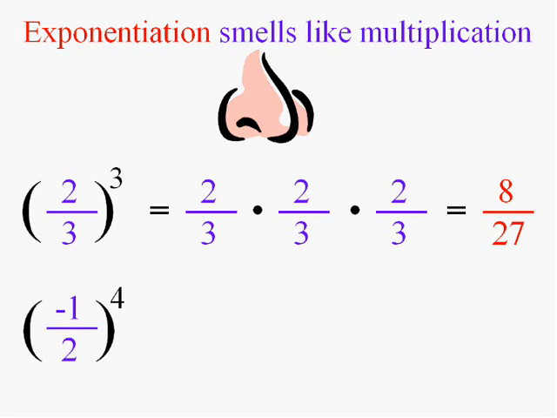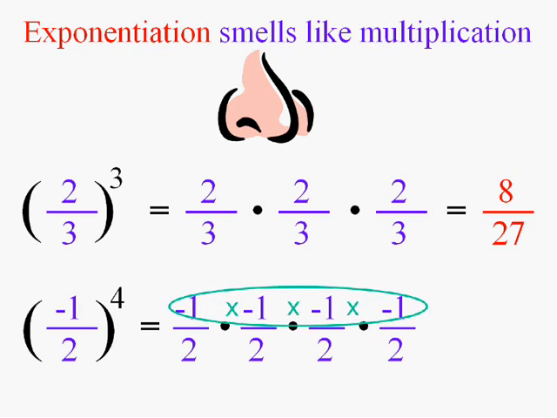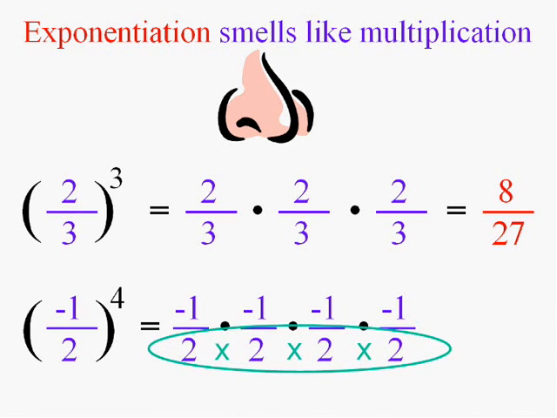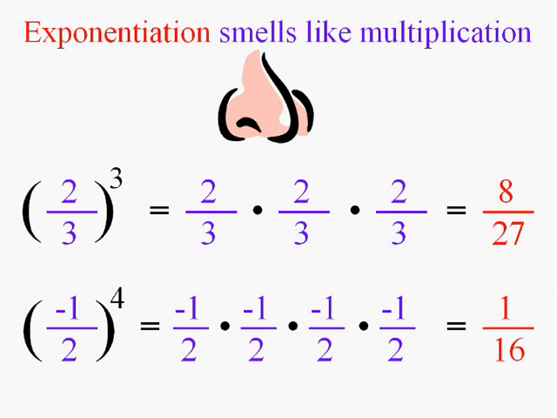-1/2 to the 4th power. Now how many am I going to write? -1/2 times -1/2 times -1/2 times -1/2. Now remember, an even number of negatives gives me a positive answer. 1 times 1 times 1 times 1 is 1, and an even number of negatives is going to give a positive. It's really not that hard.